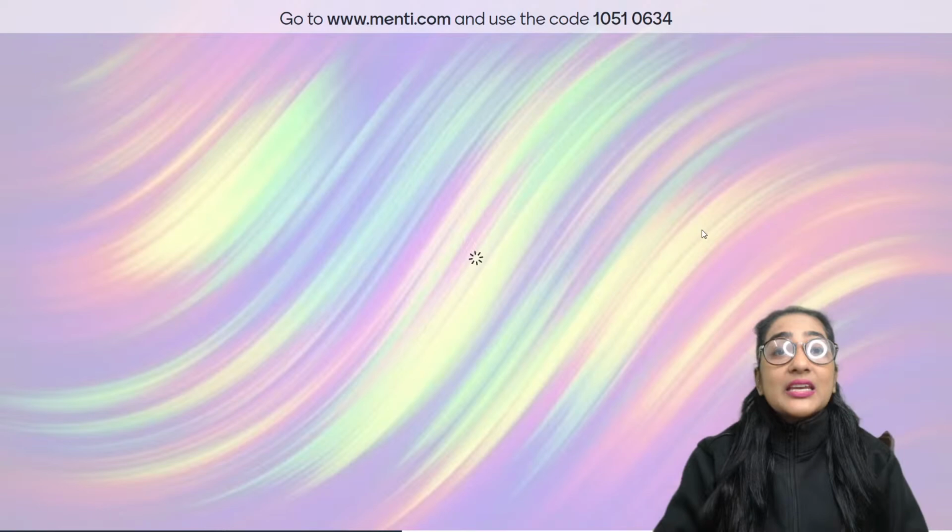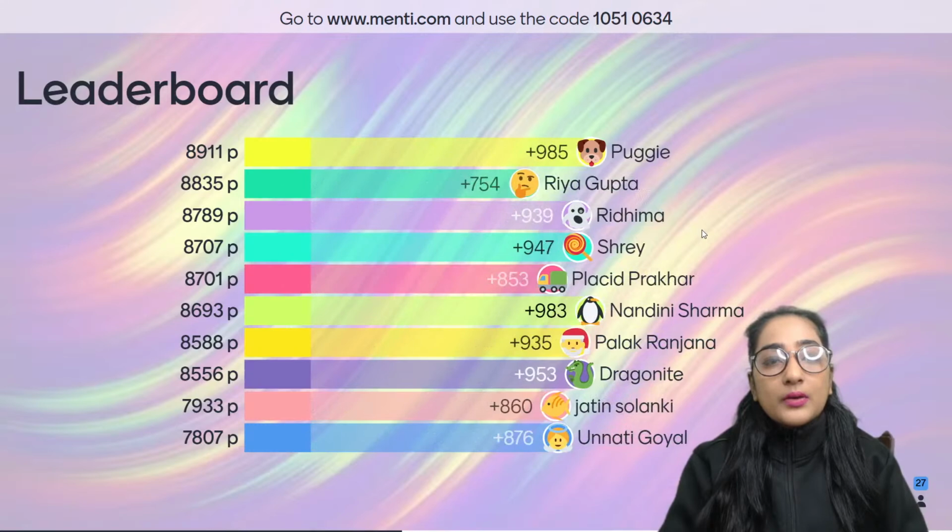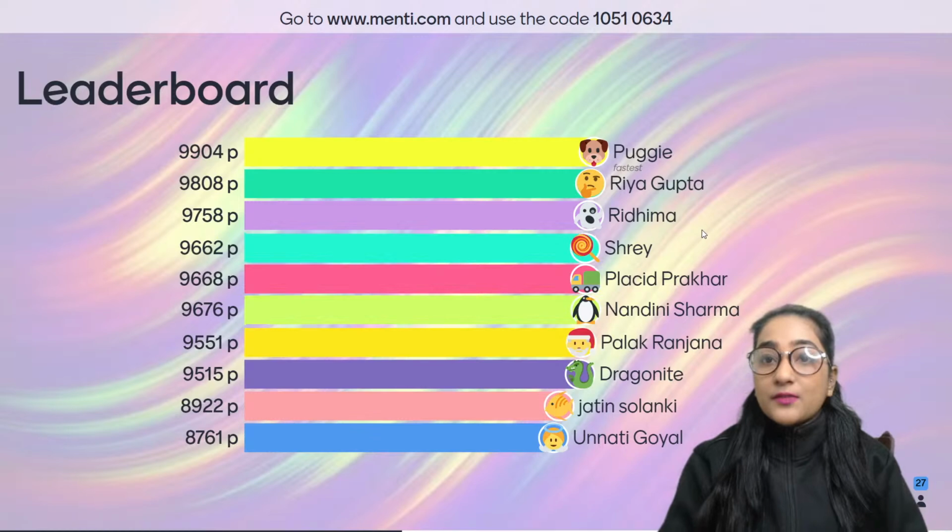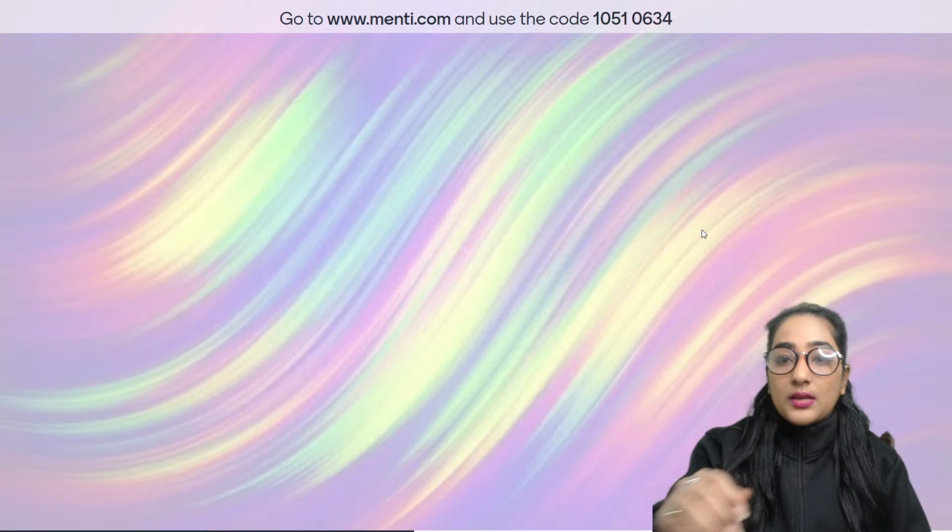Now we are gonna move to the next thing, that is our leaderboard. Let's see what it talks about. I've got Puggy at the first position, and Puggy is the fastest one. Then Rhea, Radhima, Nandini, Placid, Prakash, Shrey, Pallak, Dragonite, Jatin, and Unnati. Now we are moving to the next thing.